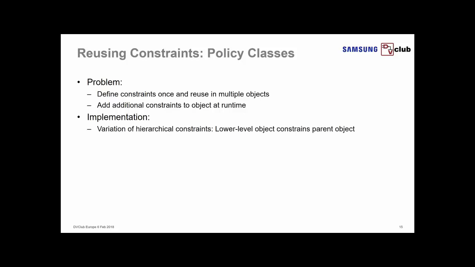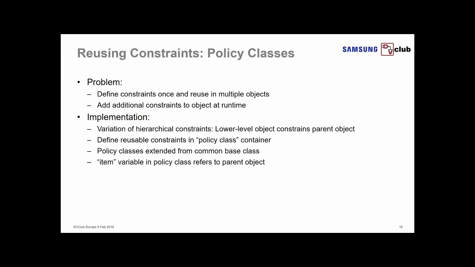What this technique lets us do is package constraints in a container class. It's a variation of the hierarchical or global constraints we just talked about. The difference here is the lower level object can constrain the parent object. We kind of turned it around and reversed it a bit. What we do is define what I call a policy class container. I specify my constraints in that class, and they apply to the upper level. And there's a common base class that these are all derived from, and we'll see an example of this coming up.